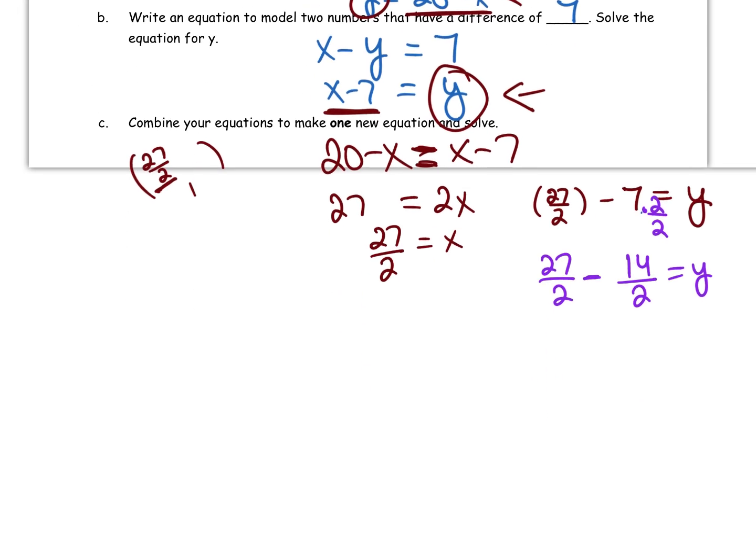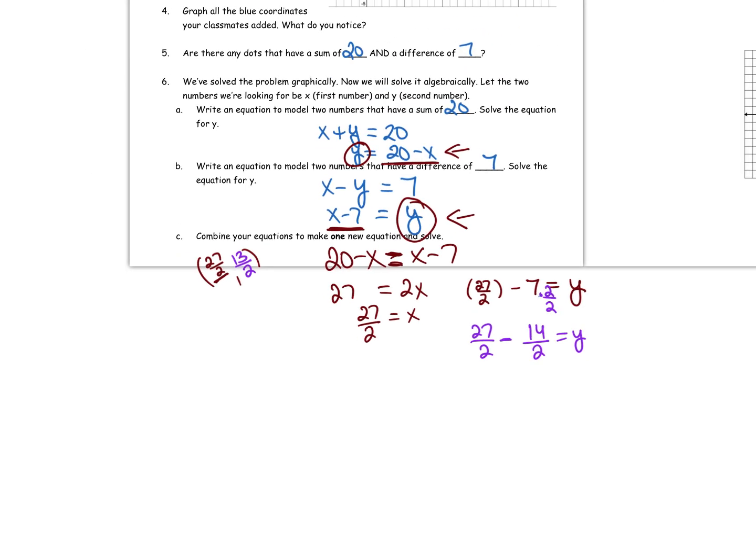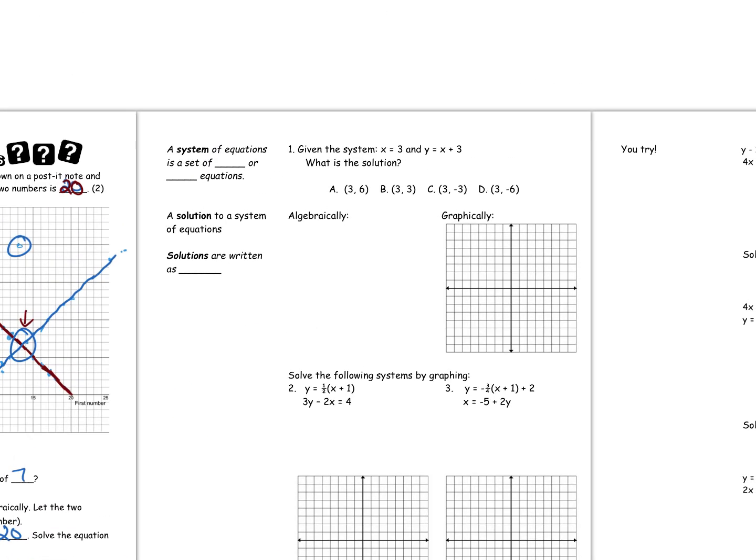27 minus 14? 13 halves. And that's our solution. Does the y value look like it's 6.5 on our graph? Does the x value look like it's 13.5? There you go. We did great. We okay with that? Okay, so let's try some more.